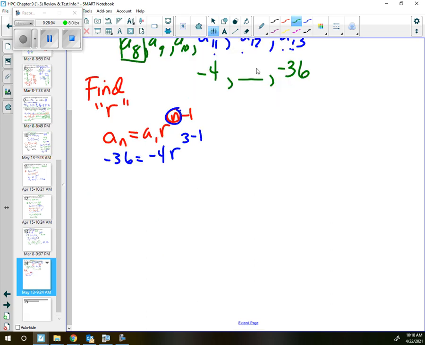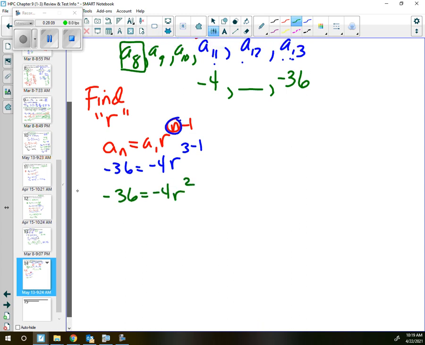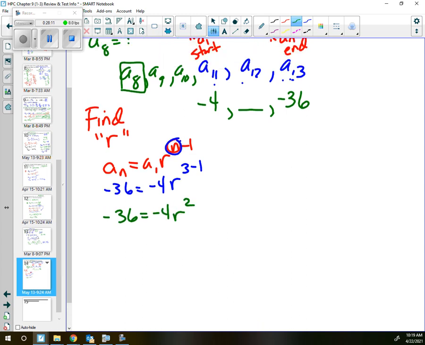In other words, take a peek. When you simplify that, that's r squared. Well, why would it be r squared? Well, to move from term 11 to term 12, I would times by the ratio. To go from 12 to 13, I'd also times by the ratio. So I'm timesing by the ratio twice to get from term 11 to term 13.